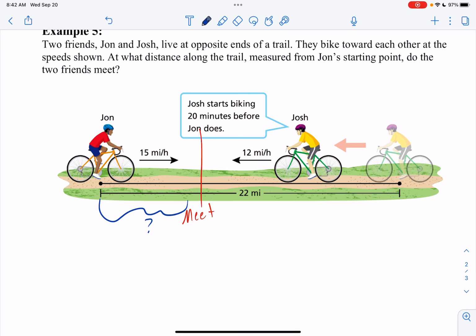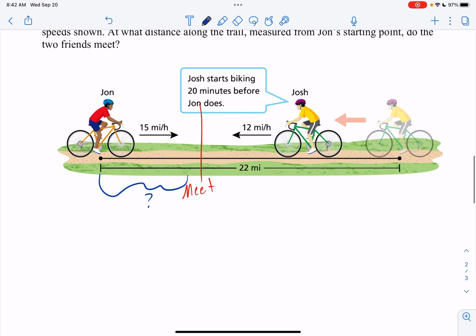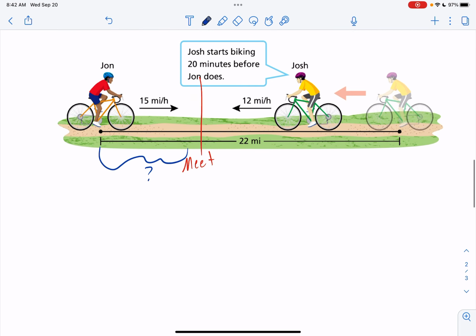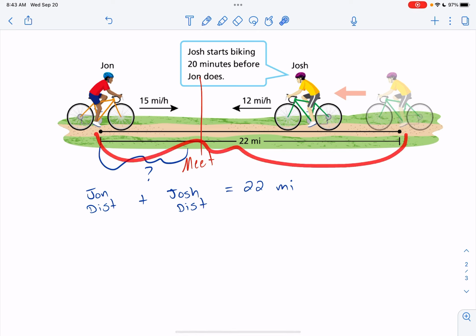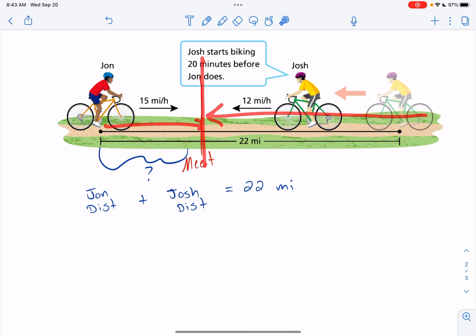Do the two friends meet? So we're looking for that distance. Okay, so this has a lot of stuff going on, so I'm just going to break it down into the most basic. The distance John travels, John's distance, plus Josh's distance, I know has to be 22 miles, because the total distance between their houses is 22 miles. So their combined distance can't be more than 22 because they're meeting here in the middle. So I know John's distance plus Josh's distance has to be 22.